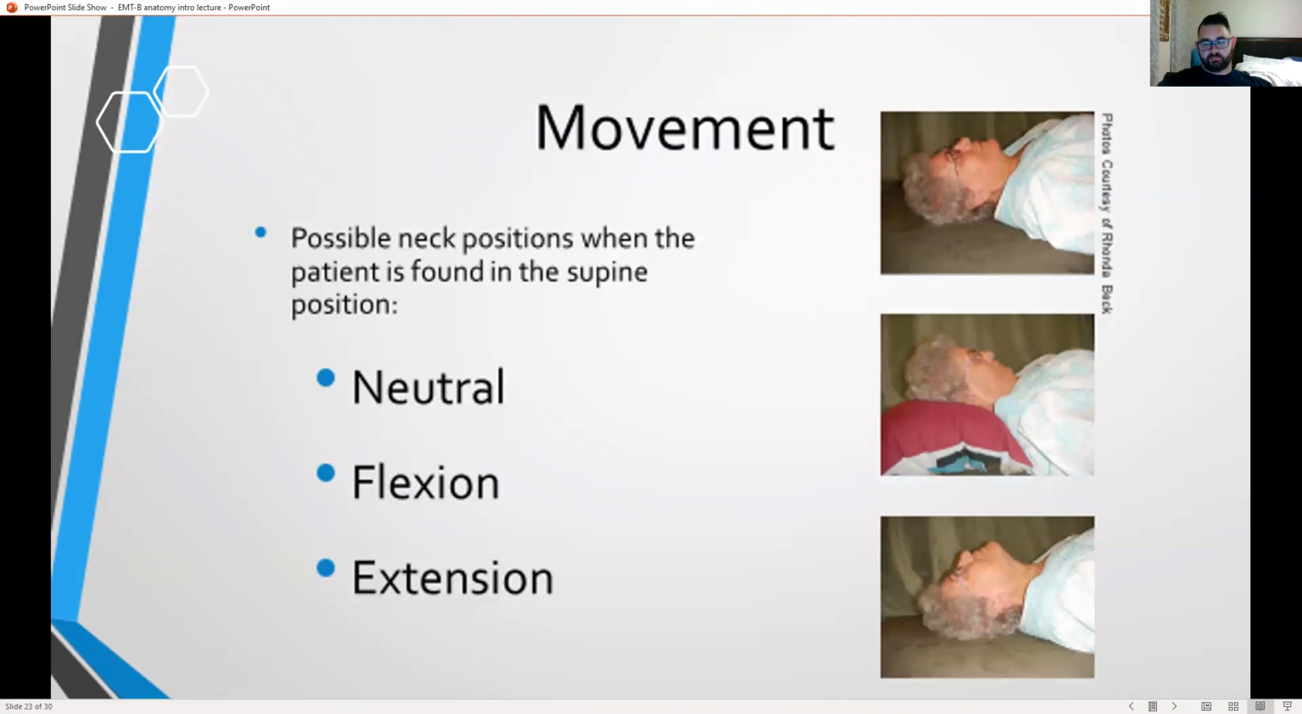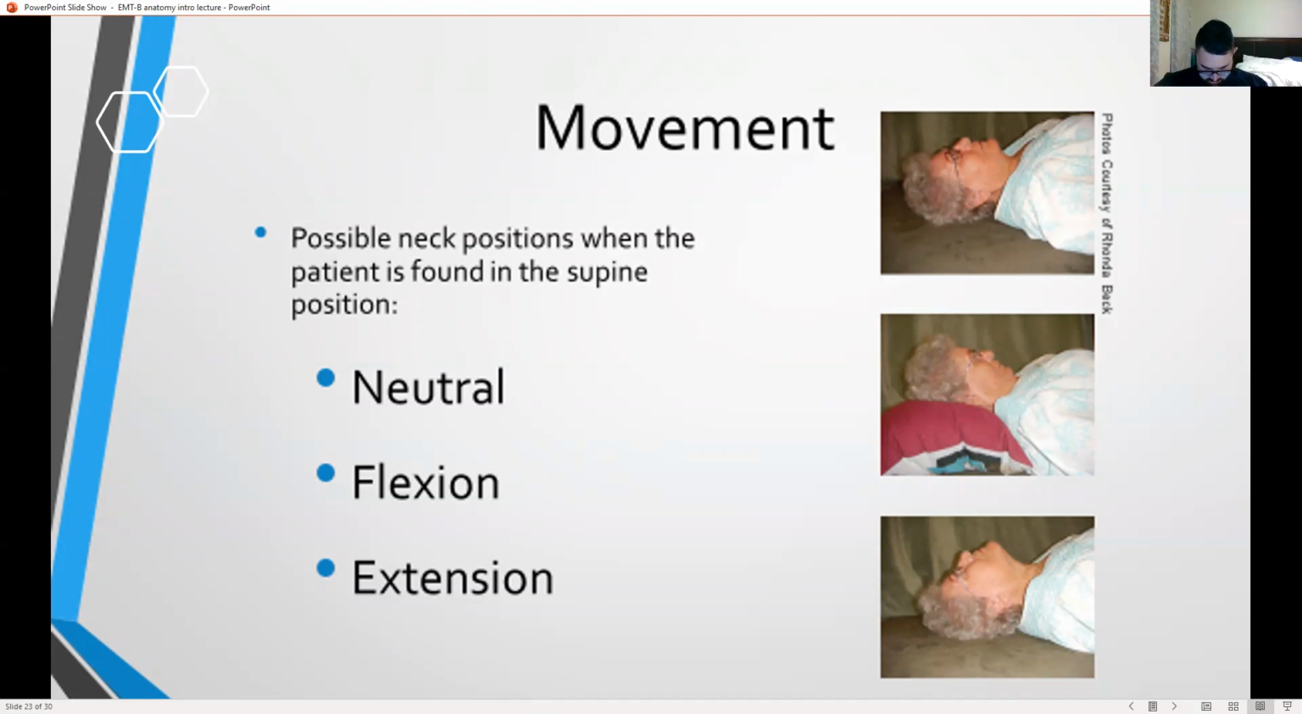All right, movements. We got Granny here on the floor. Possible neck position when the patient is found supine. Remember, supine is when you are laying face up. Okay, so she's laying supine. So neutral position is when she has her head laying in an inline neutral position. See the top picture there? Her head is aligned with her spine. Everything's kind of just in one neutral area right there. Flexion, again, is when her head is bent forward. Whenever you bring it more towards the body, we flex in.